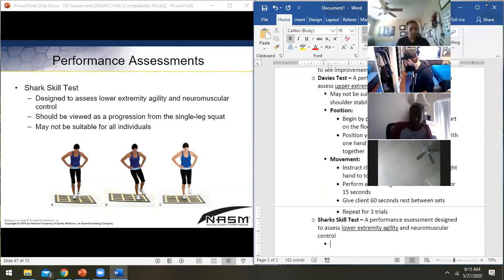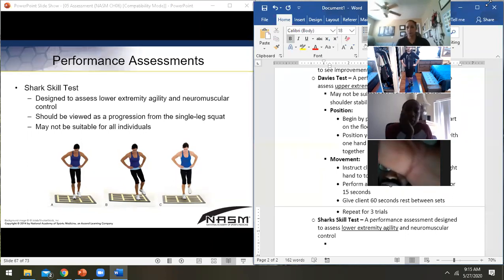And the way it works is you have a 3x3 box, like a 9 square box, and you're going to have your client stand in the center of it on one leg, hands on their hips. The hands on the hips part is actually pretty important. And you're going to have them jump into each of the squares of the box, and this is important, always returning to the center square in between every rep.